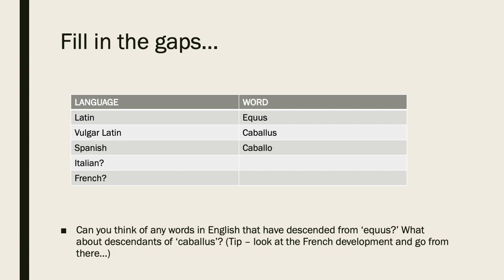Your job is to find out the Italian name for a horse and then the French name for a horse. So these are the two words that you need to find, the Italian for horse and the French for horse. After you've done that, have a think about any words in English that we use today that have clearly descended from the word equus. From the Latin term for a horse, what are some words in our English language that have clearly descended from equus? And then have a think about if there are any words that have descended from the Vulgar Latin version, caballus. A tip for that would be to look at the French word for horse, look at the French development of that, and go from there.